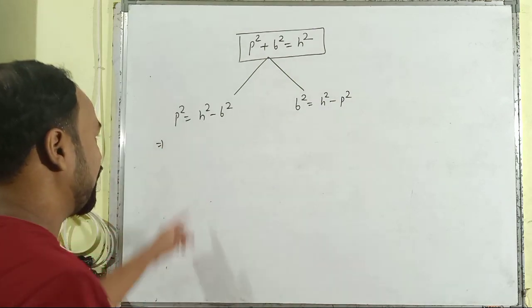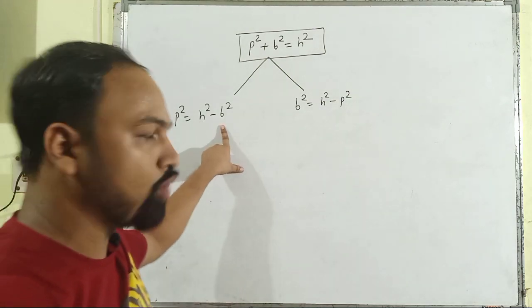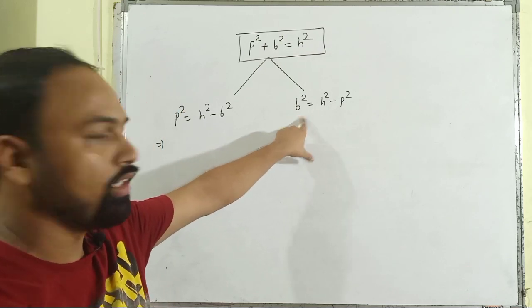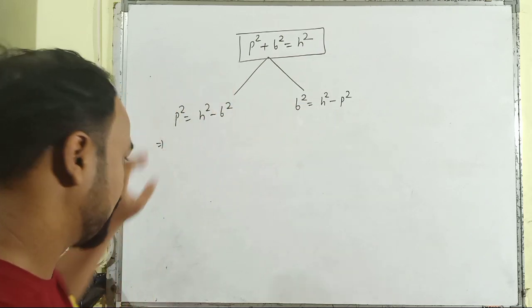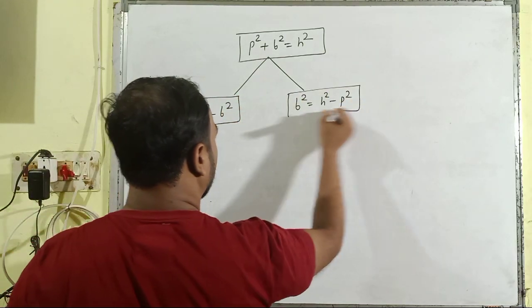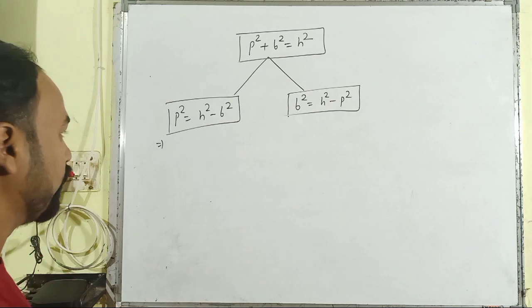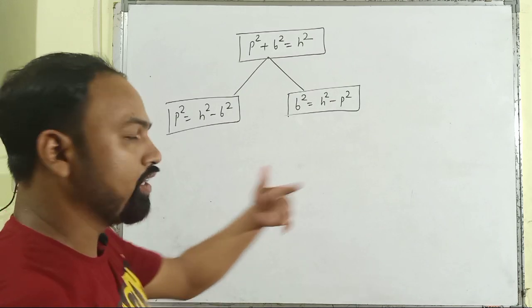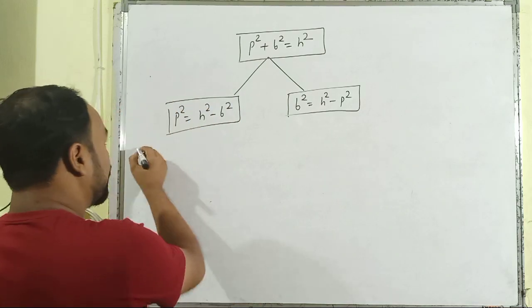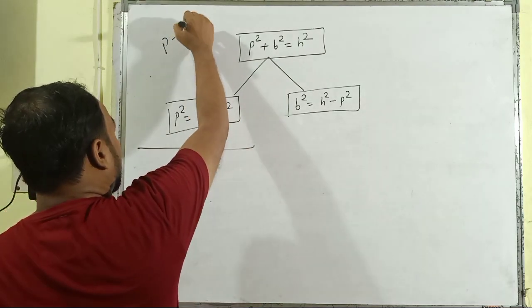Similarly, the value of b square is h square minus p square. Then we can derive the value of p by taking the square root of this, and also we can derive the value of b by taking the square root of the right hand side. So these are 2 important formulas, and we are going to use them to find out the rest of the trigonometric identities. This is the Pythagorean theorem.